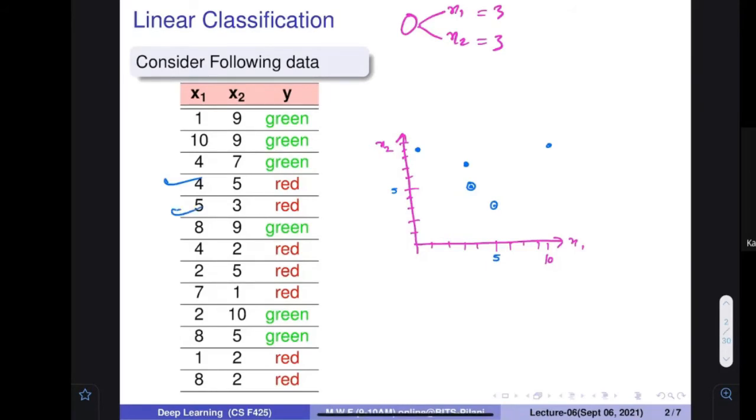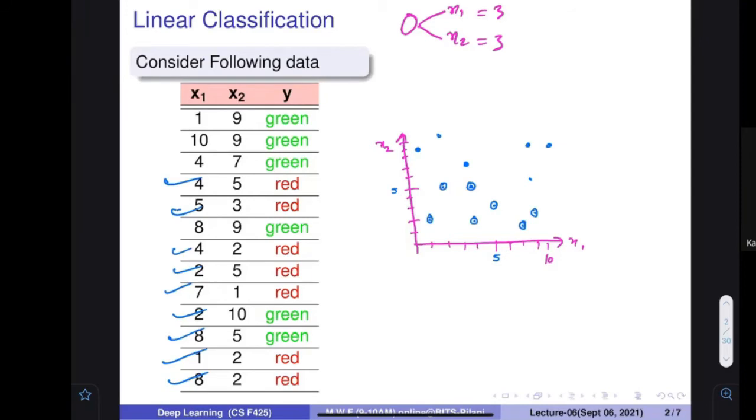Then 8, 9. 6, 7, 8 and 9. This is the data point. 4, 2. This is the data point. 2, 5. This is the data point. 7, 1. This is the data point. 2, 10. Then 8, 5. This is the data point. 1, 2. This is the data point. 8, 2. Looks like this is the data point.